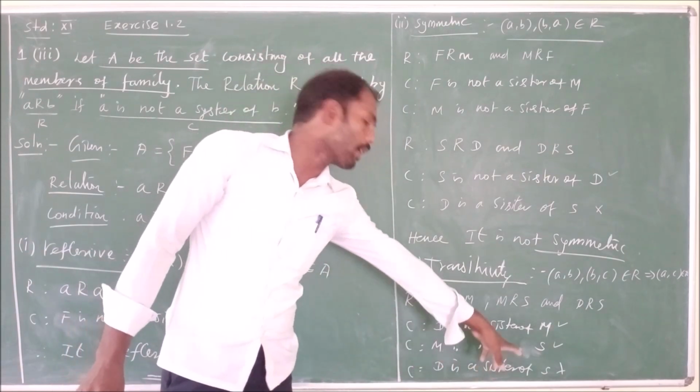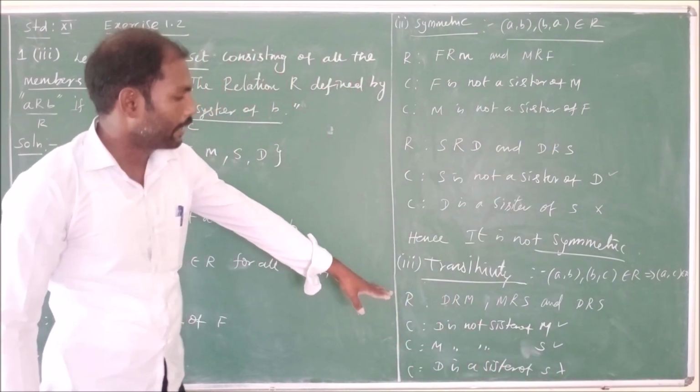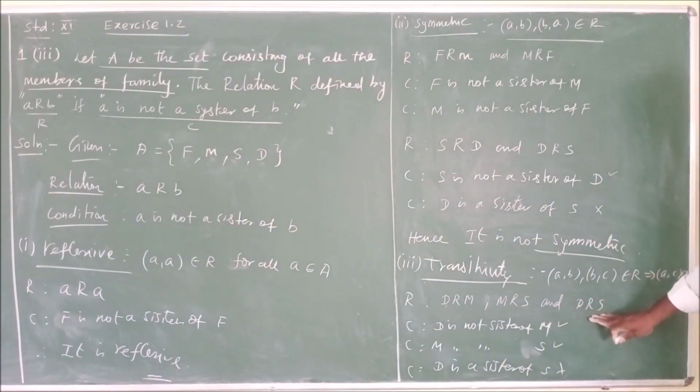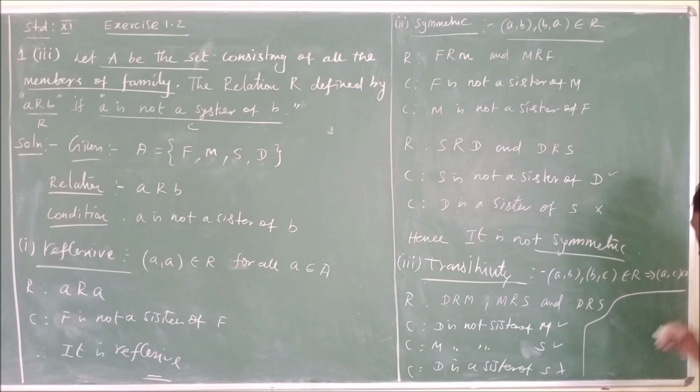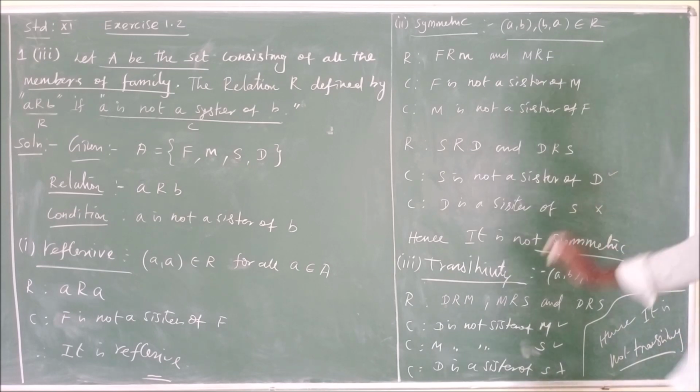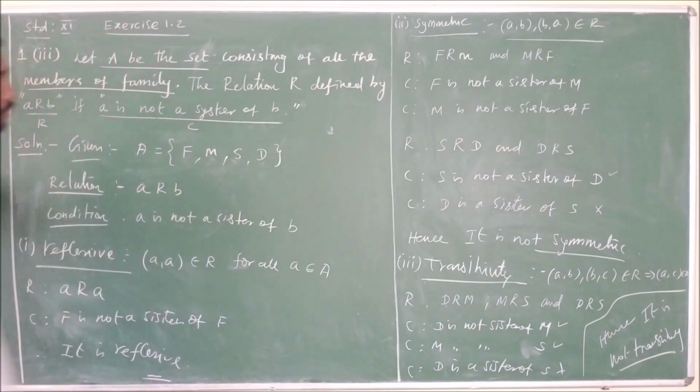Third condition: the first condition is satisfied, the second is satisfied, but the third one is not satisfied. Daughter is sister of son. So it is not transitive. Only this pair does not satisfy the transitivity condition, so hence it is not transitive. Third problem is completed.